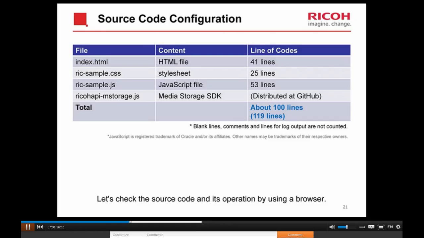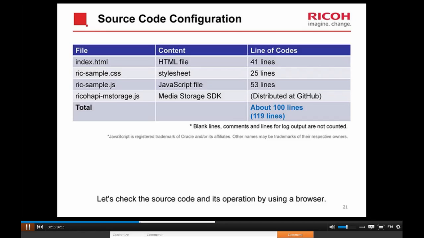This slide shows the four major files constituting this application. There are index.html, an HTML file, a CSS file to define the display style, a JavaScript file to control the application, and a file named RICOH API-mstorage.js. The last one is the SDK provided by us and distributed at GitHub. The numbers of coding lines shown on the screen indicate the parts I developed for this application. I wrote 41 lines, 25 lines, and 53 lines for each part, respectively.